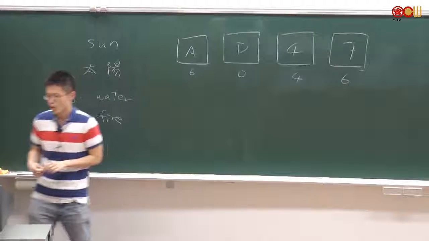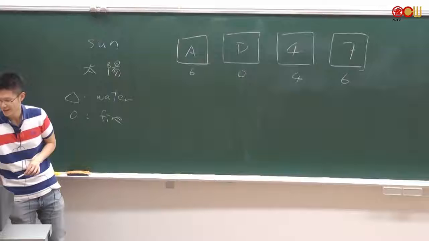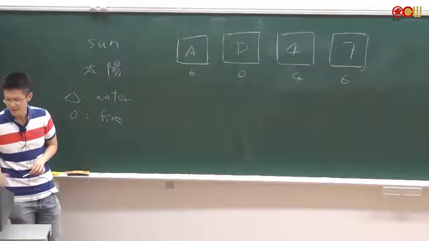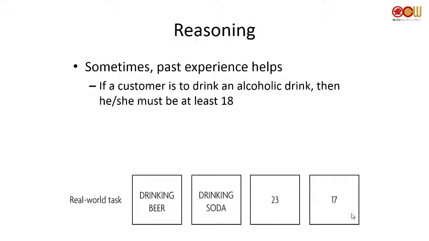But the next question will make it easy. Now you are a police officer and you are raiding a night bar, and there are 4 people. The first person is drinking beer. The second person is drinking soda, 汽水.